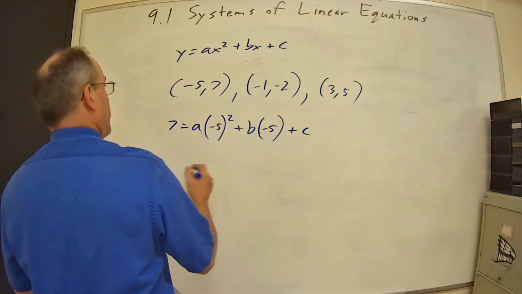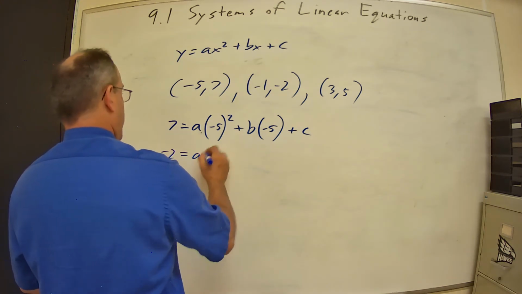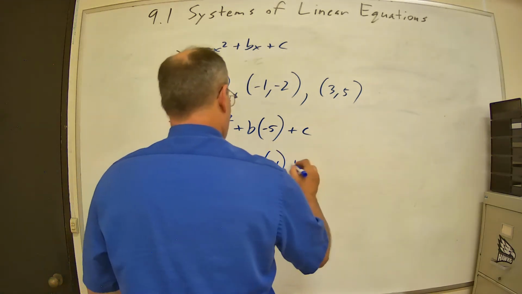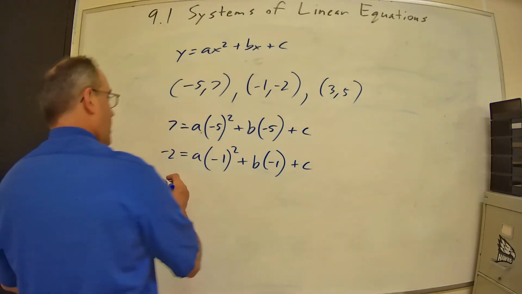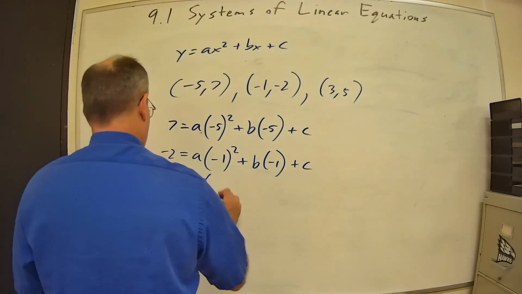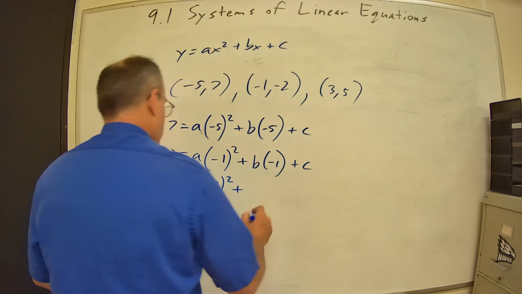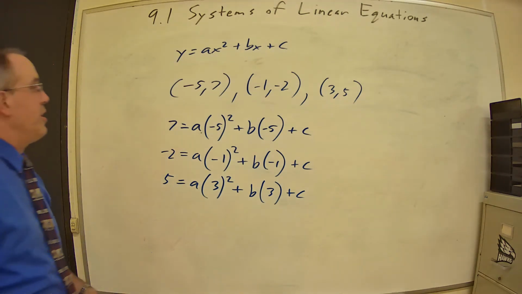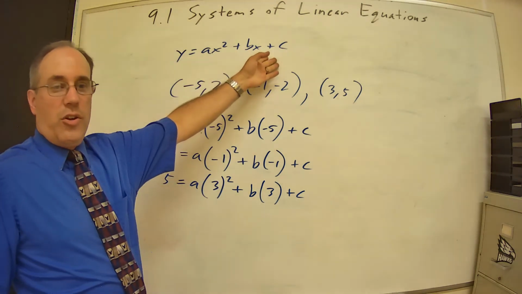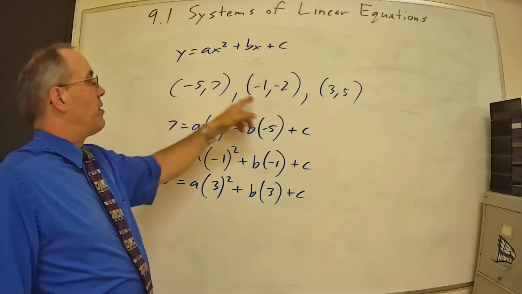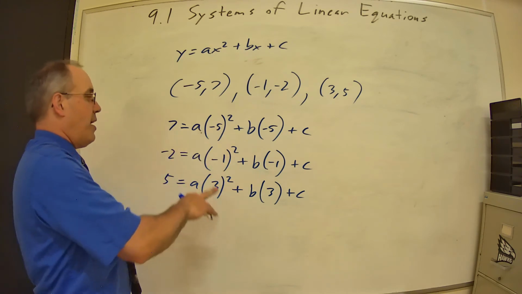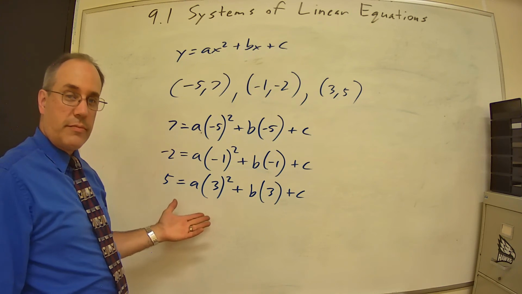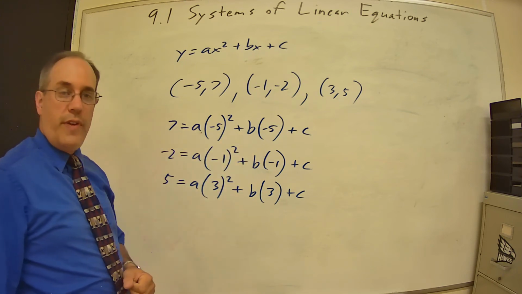I can now plug this one in and get negative 2 is equal to A times negative 1 squared plus B times negative 1 plus C. And I can plug the third point in. 5 is equal to A times 3 squared plus B times 3 plus C. So what have I done? I've just taken this generic quadratic equation and I've plugged the 3 points in for x and y to turn it into what are 3 linear equations in terms of 3 variables.